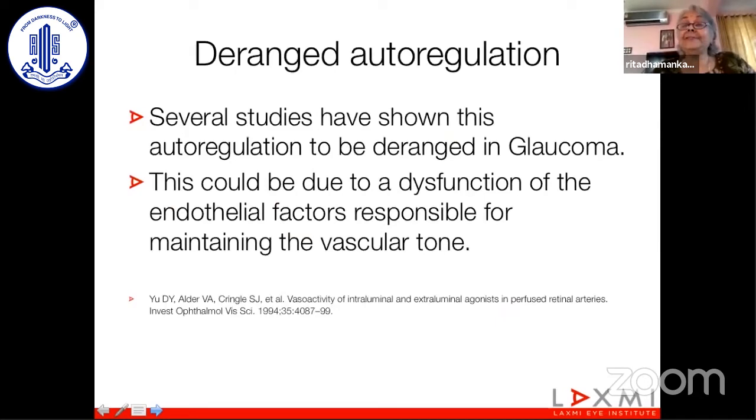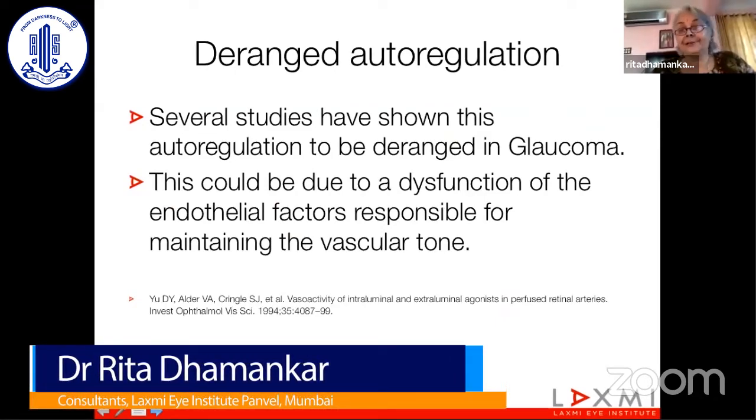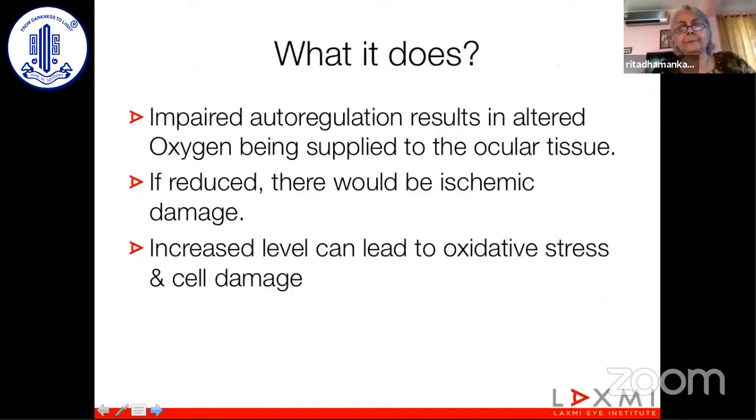However, several studies have shown this autoregulation to be deranged in glaucoma, and this could be due to a dysfunction of the endothelial factors responsible for maintaining the vascular tone. Impaired autoregulation results in altered oxygen being supplied to the ocular tissue. If the oxygen supply is reduced, there would be an ischemic damage. If the oxygen levels are increased, then it could lead to oxidative stress and cell damage.